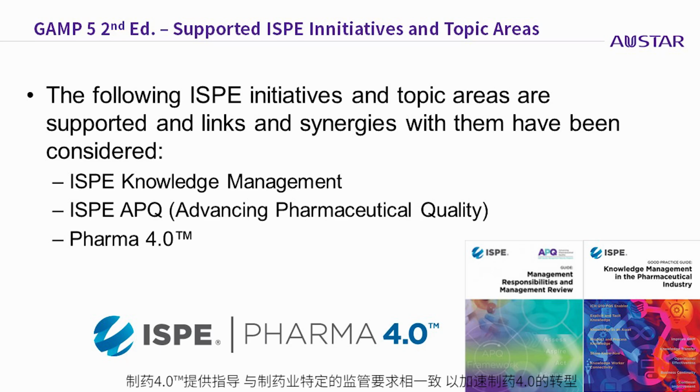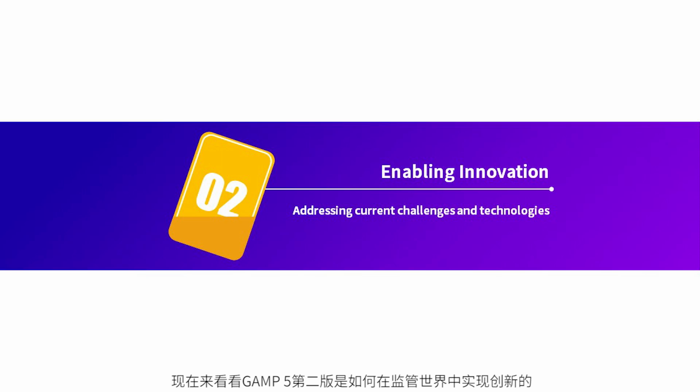Pharma 4.0, providing guidance aligned with the regulatory requirements specific to the pharmaceutical industry to accelerate Pharma 4.0 transformations. Also known as the Smart Factory, the objective of Pharma 4.0 is to enable organizations involved in the product lifecycle to leverage the full potential of digitalization to provide faster innovations for the benefit of patients. It's time to look at how GAMP 5 2nd edition is enabling innovation in the regulated world.